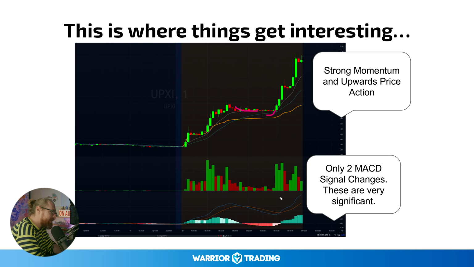And then suddenly the tide flips. We break out right here. The MACD goes back to positive. And then this first pullback right here is a great place to be a buyer. So this is the type of instrument that we want to be focusing on. And in my case, I'm trading stocks.